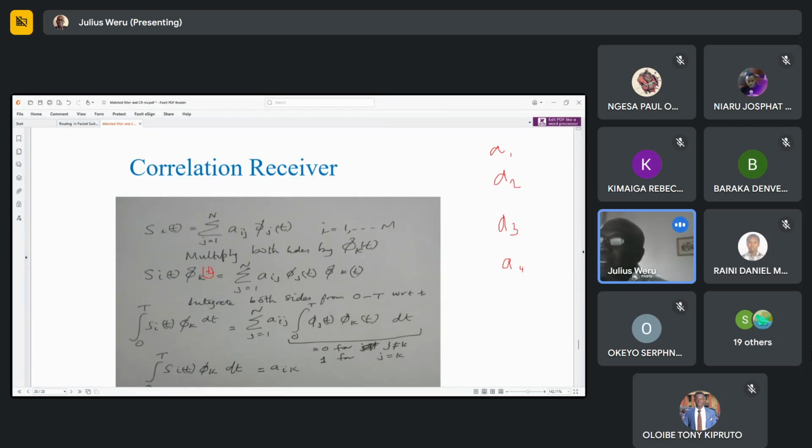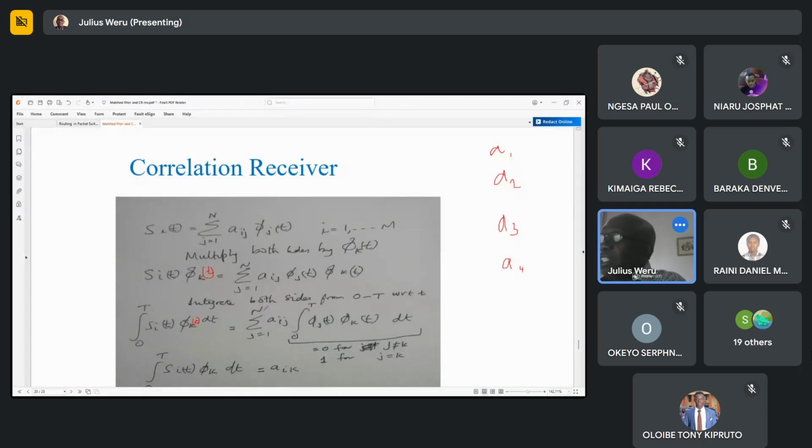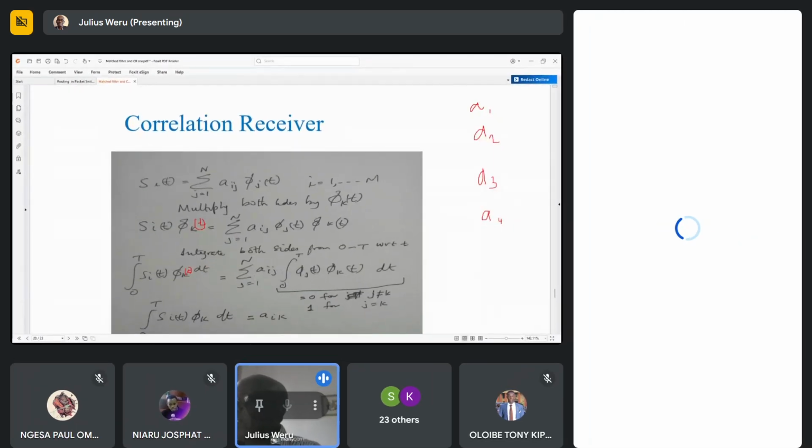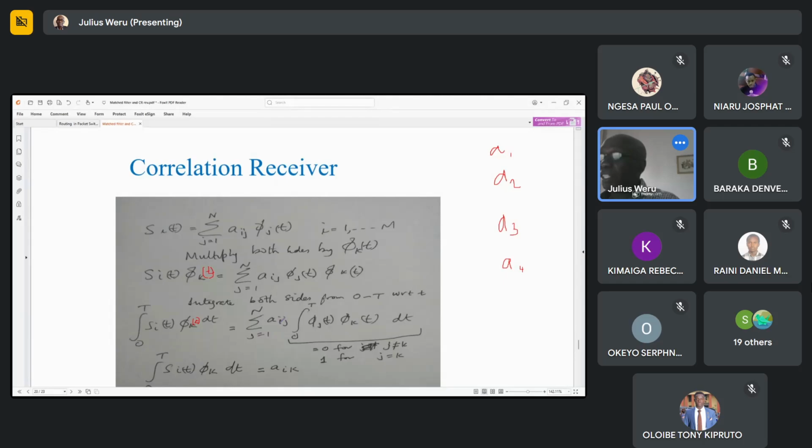Integrate both sides from 0 to t. This I should always put, multiplied by phi k of t, and that's how it's put, dt. So you're going to get that. You have integrated this, so you can put this outside the summation of a_ij. It does not depend on time. So when you integrate with respect to t, you can put this outside.